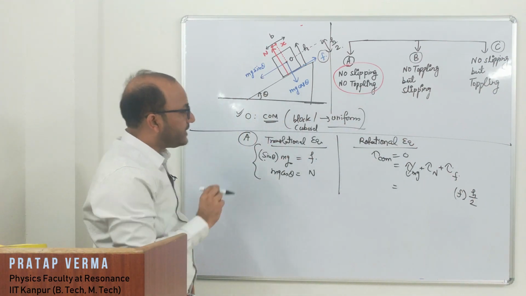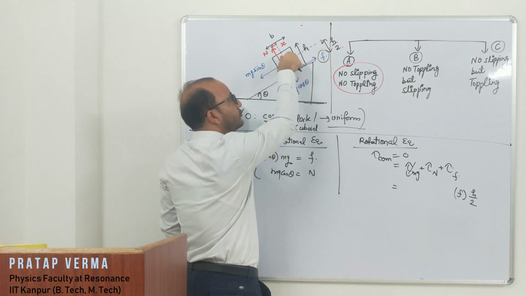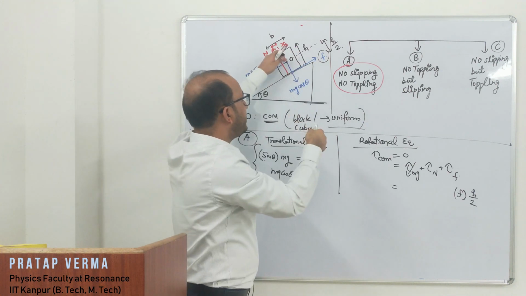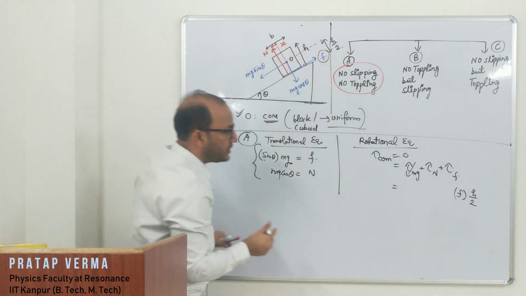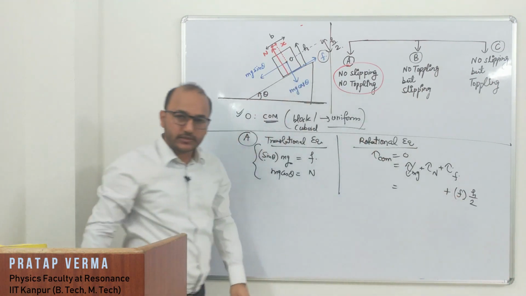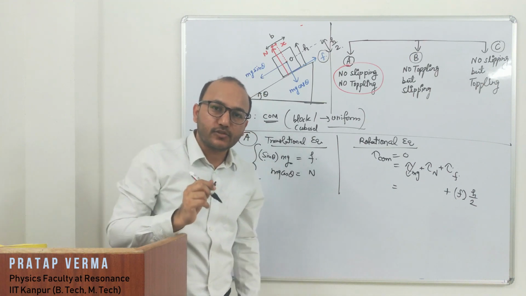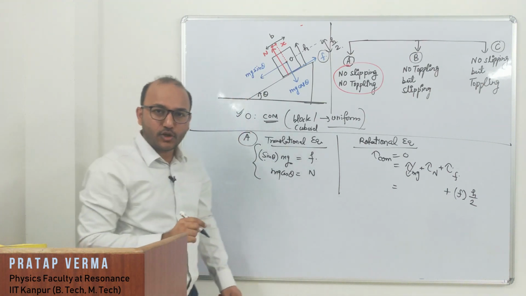Also, please notice that friction, if given a chance, will try to rotate this block in a counterclockwise sense about the center of mass. The rotation tendency will be like this, and therefore I am putting a positive sign over here. I will take anticlockwise, counterclockwise torque to be positive. Okay, I am left with the normal reaction.